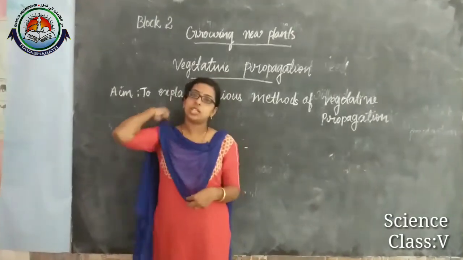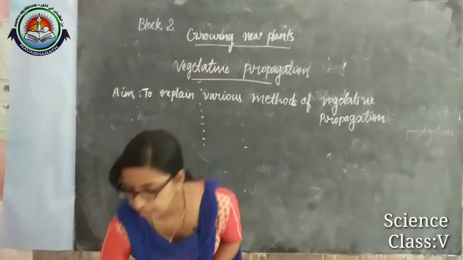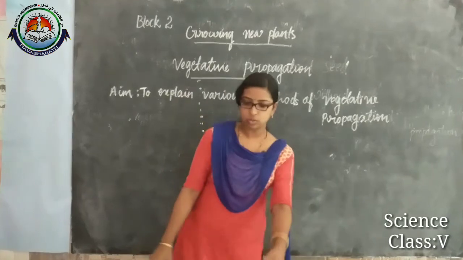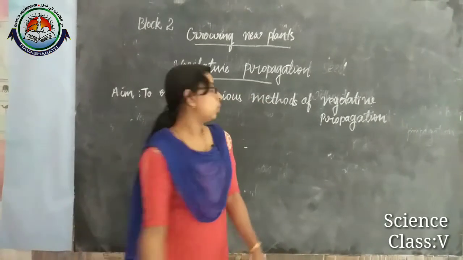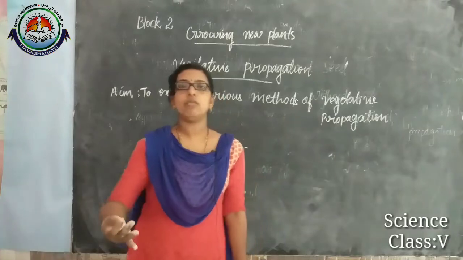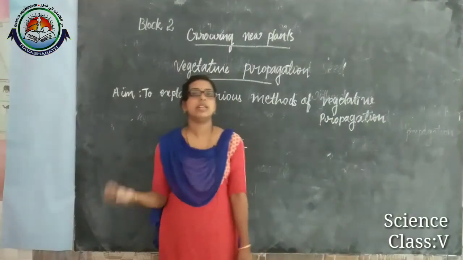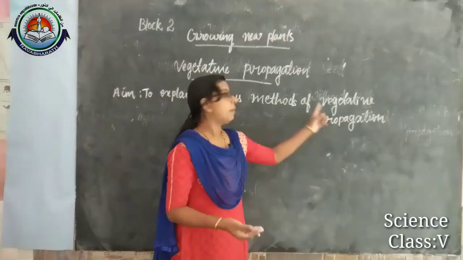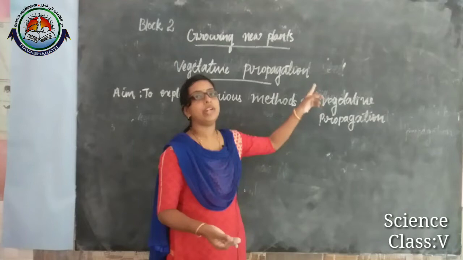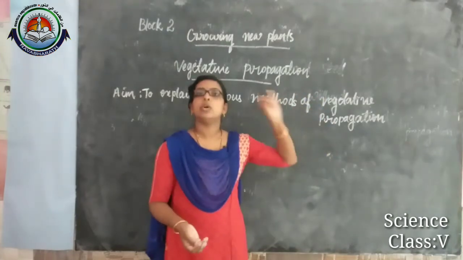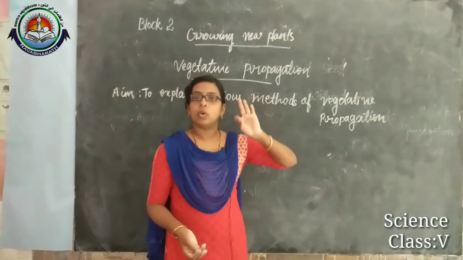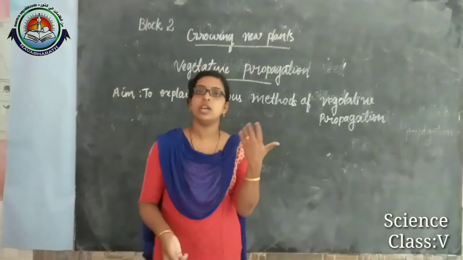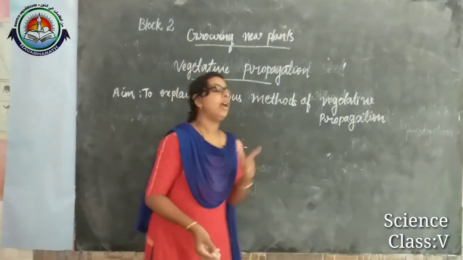And what is vegetative propagation? Vegetative propagation is the process in which new plants form from the root, stem or leaf of a plant. Vegetative propagation is the process of formation of a new plant from the root, stem or leaves of a plant.